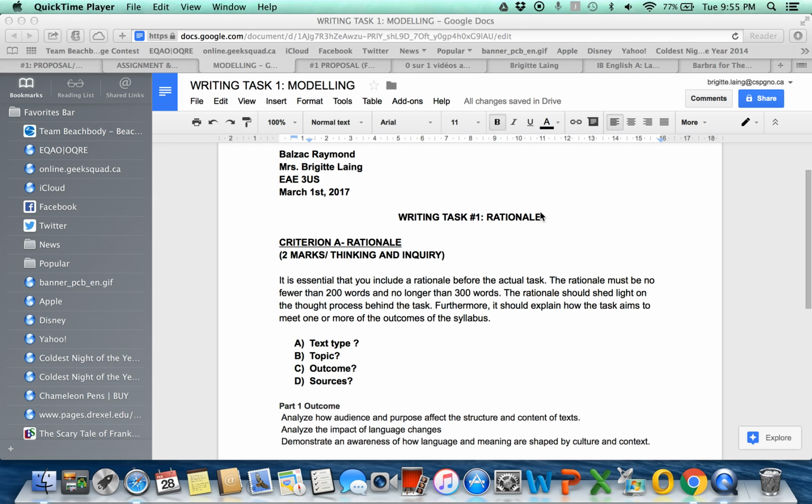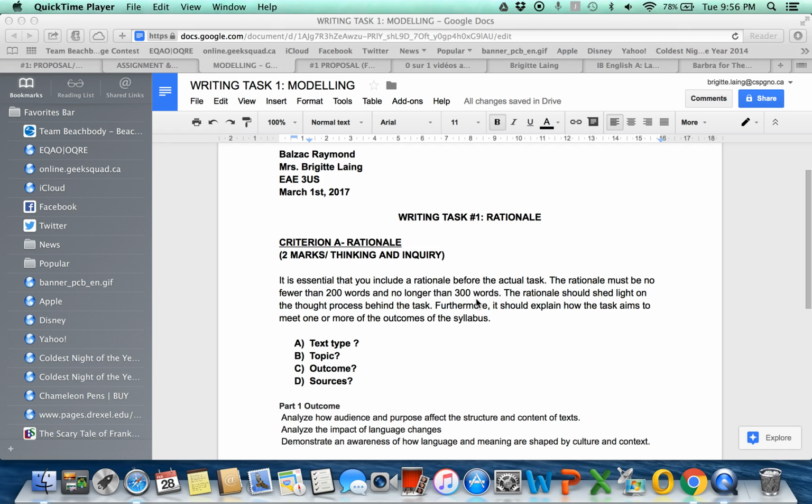And then a heading, writing task number 1, rationale. And then I listed here the criterion. It's essential that you include a rationale. So you have to do this, otherwise you'll lose marks if you don't. Although it's not remarkable, it's still better to do it. It's something easy to do. The rationale has to be between 200 words and no longer than 300 words. So you have a word limit, which is good.